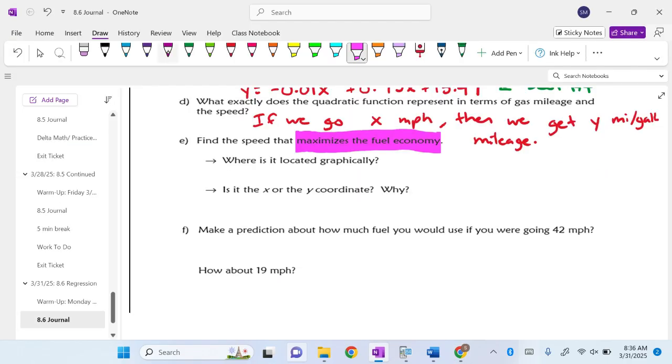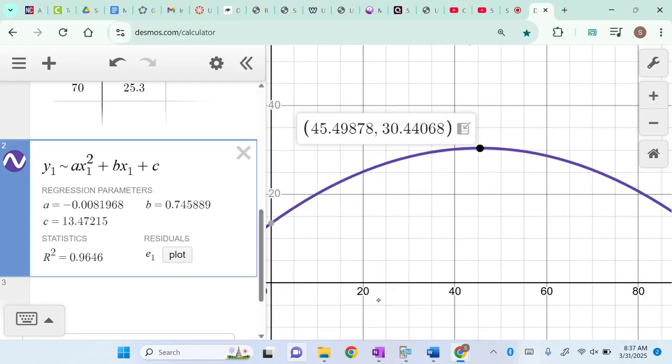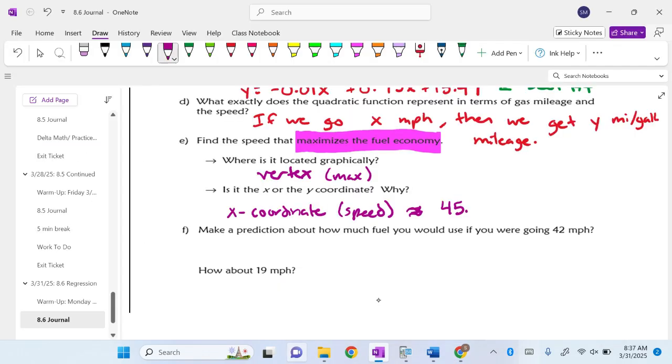So the vertex is where it maximizes, because that's the max of our graph. And we would use the x coordinate, because that's what they said speed is related to. It represents speed. And that maximized speed would be about 45.5 miles per hour. So if you go about 45.5 miles per hour, you'll get the best out of your mileage.